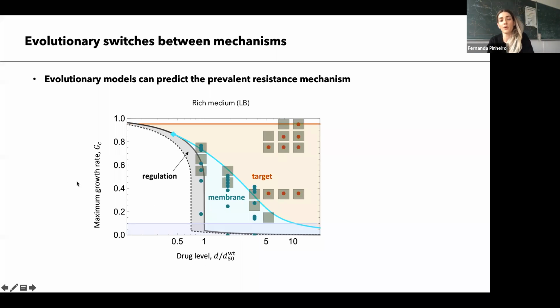So here it's always growth rate as a function of the drug level at which selection happens, and we see again a very good agreement between the data and the predictions. So our theory allows us to rank different mechanisms of evolutionary defense as a function of conditions.